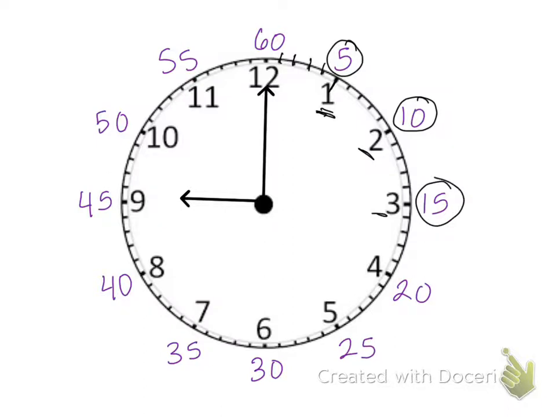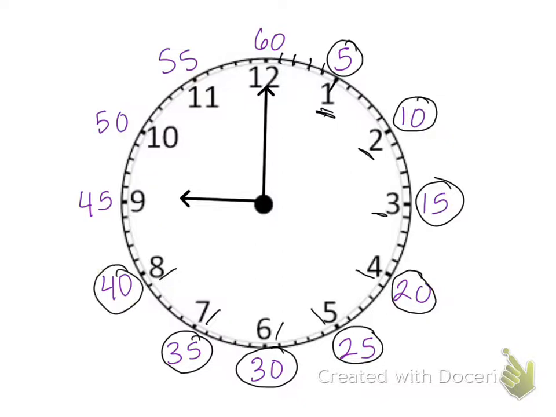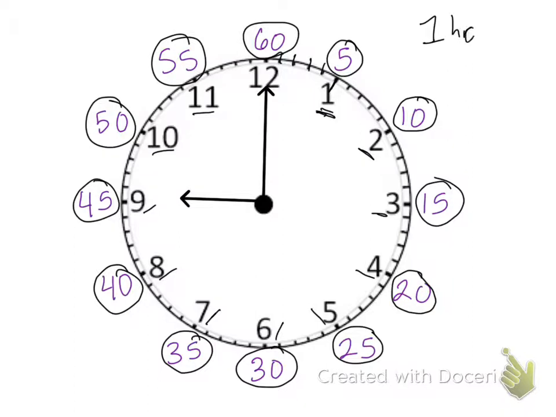Okay. So if we count all the way around, at the 4, it's at 20 minutes. The 5 would be 25. The 6 is 30 minutes. The 7 is 35 minutes. The 8 is 40 minutes. The 9 is 45 minutes. The 10 is 50 minutes. The 11 is 55 minutes. And the 12 represents 60 minutes when I go all the way around. Okay, so 1 hour is the same as 60 minutes. And I use MIN as an abbreviation.